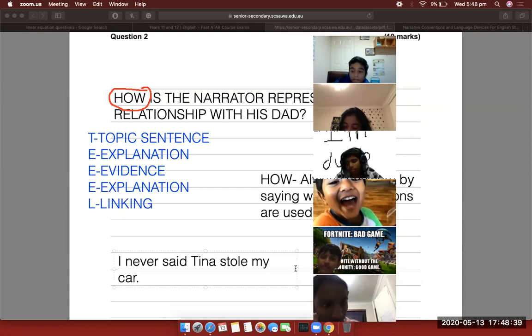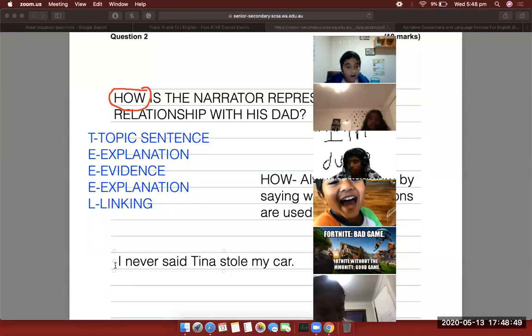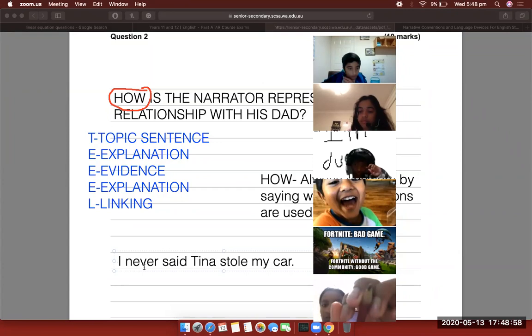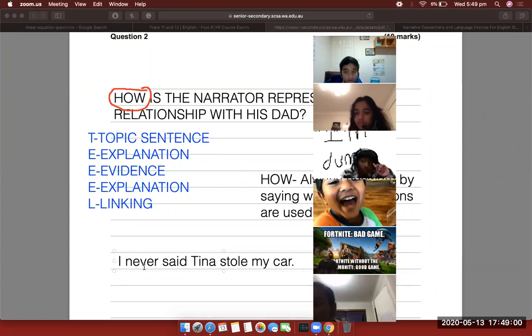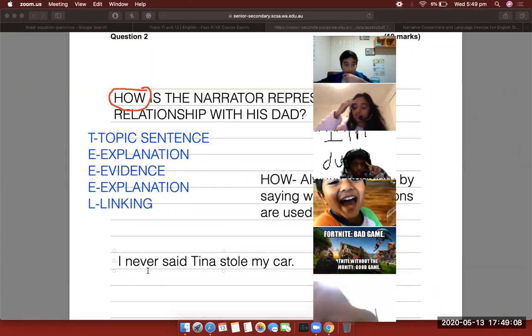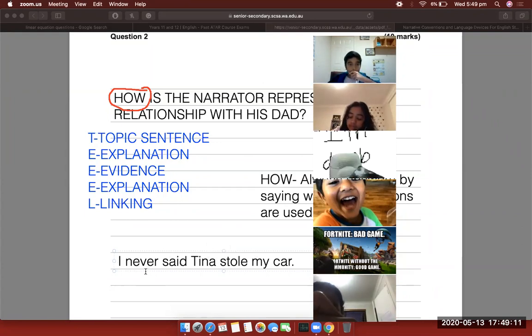Okay. So Abel, can you say the sentence but emphasize the first word? Actually, I'll do the first word. You can say the second word, okay? All right. So it goes kind of like this. I never said Tina stole my car. That means that someone else said that Tina stole my car. All right, try the second word. I never thought Tina stole my car.